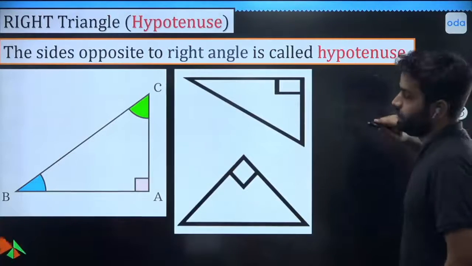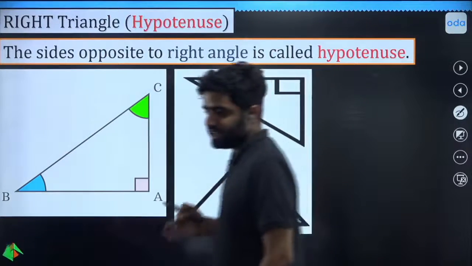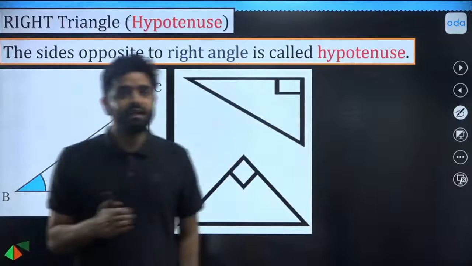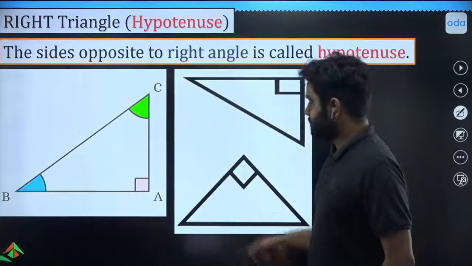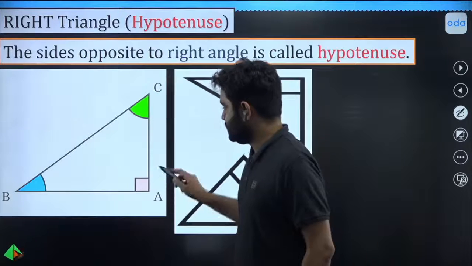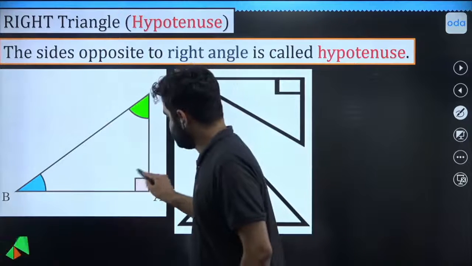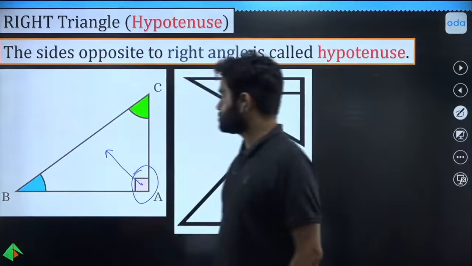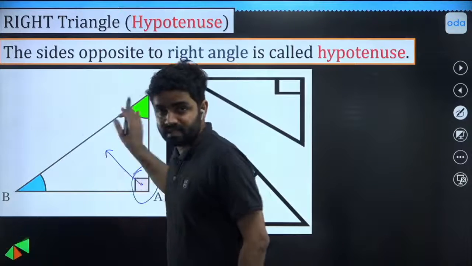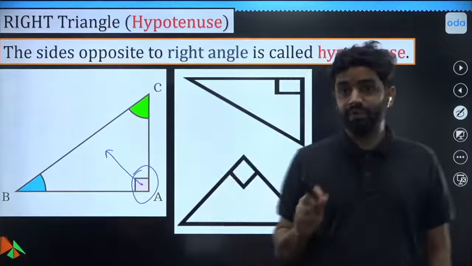Next thing we should know is what is the hypotenuse in a right angle triangle. The side in front of 90 degrees is called the hypotenuse. In the given triangle ABC, what will be the hypotenuse? This is the 90 degree angle for us in the given triangle, and the side in front of 90 degrees is called the hypotenuse. So BC will be the hypotenuse for triangle ABC.